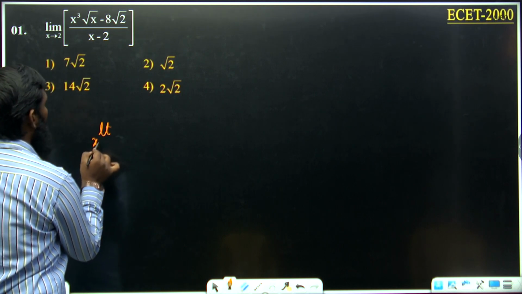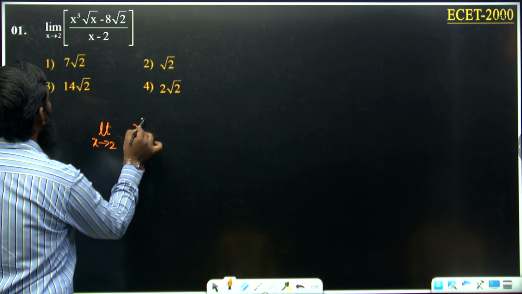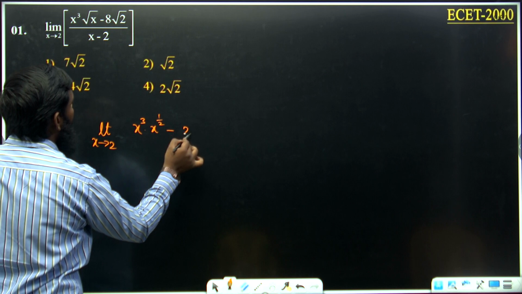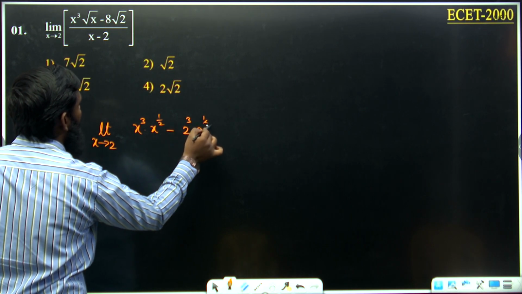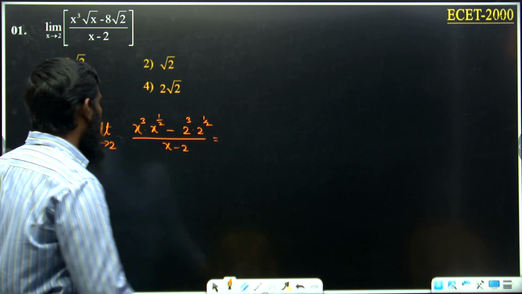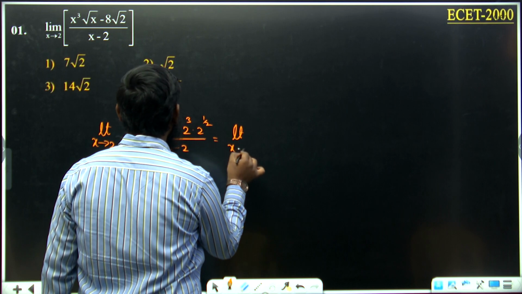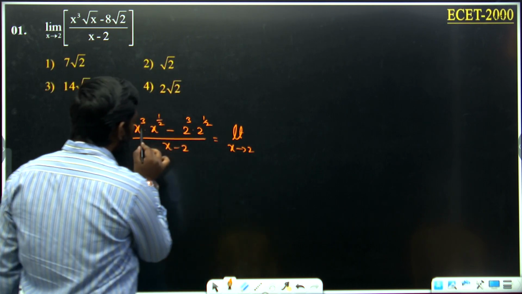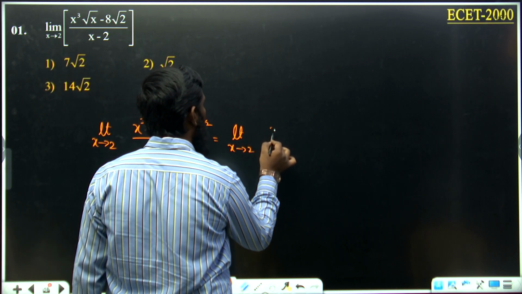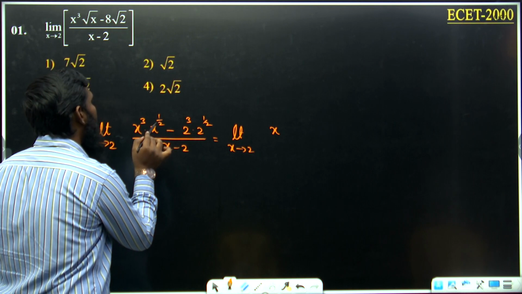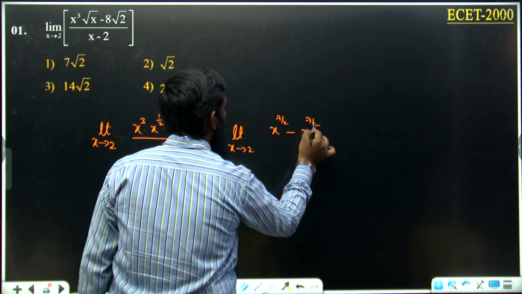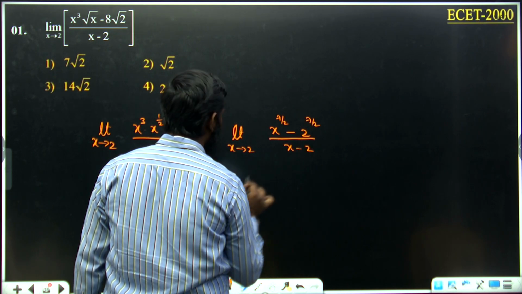Limit x tends to 2 we have taken, x cube we are having over here, root x can be written as x power 1 by 2, minus 8 can be written as 2 cube into 2 power 1 by 2, divided by x minus 2, it is equals to, okay, this part we have taken. Now, what we are writing over here, limit x tends to 2, bases are same in multiplication, so powers should be added. If you are adding the powers, what we will be getting over here: x power 3 plus 1 by 2 means 7 by 2, x power 7 by 2 minus 2 power 7 by 2, divided by x minus 2, it is equals to.